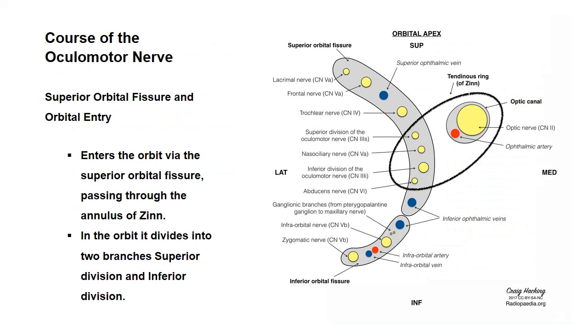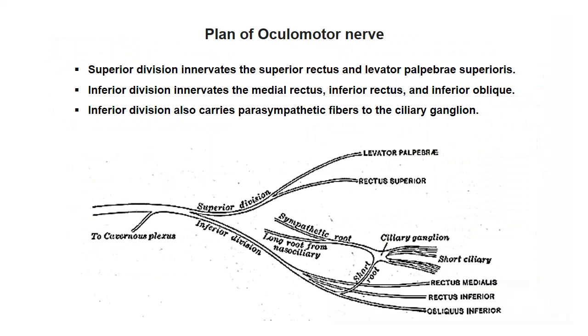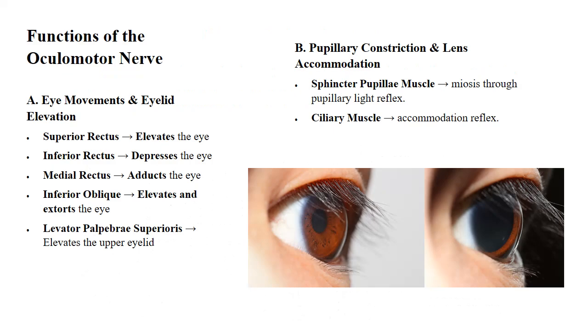encloses the optic nerve. In the orbit, it divides into two branches: a superior division that innervates the superior rectus and levator palpebrae superioris, whereas the inferior division innervates the medial rectus, inferior rectus, and inferior oblique and carries parasympathetic fibers to the ciliary ganglion.